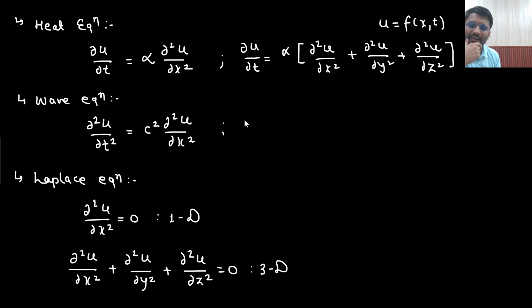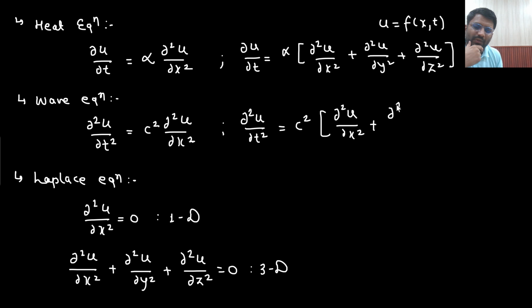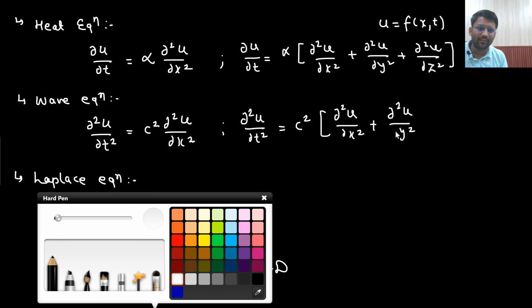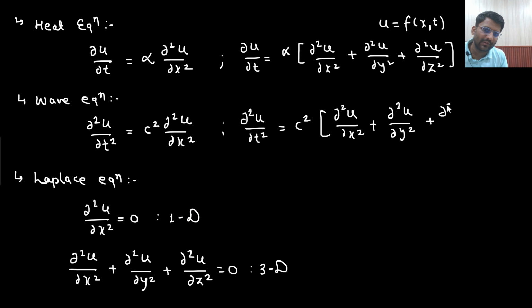Similarly, sir, here as well, del square u by del t square equals to c square times del square u by del x square plus del square u by del y square plus del square u by del z square. Okay, so this will be in 3 dimension. 1 dimension, 3 dimension. So these equations are not tough to remember. You will be surely able to remember it.